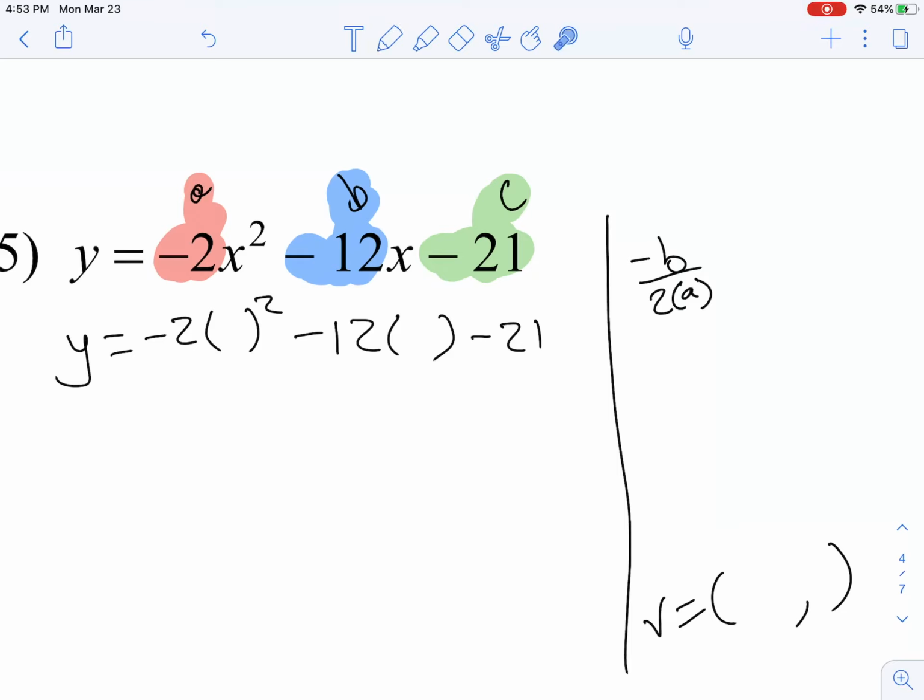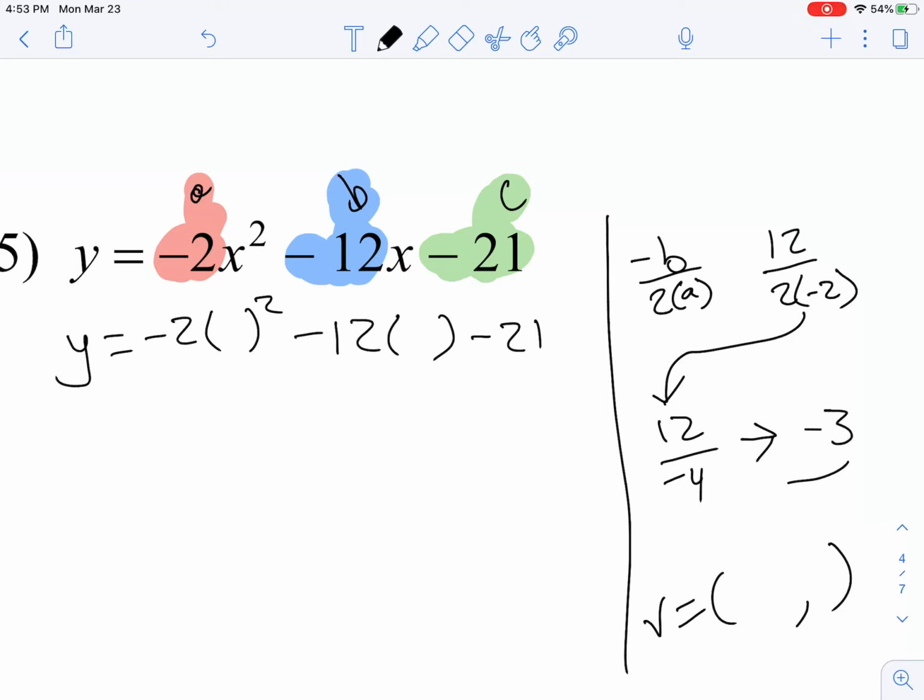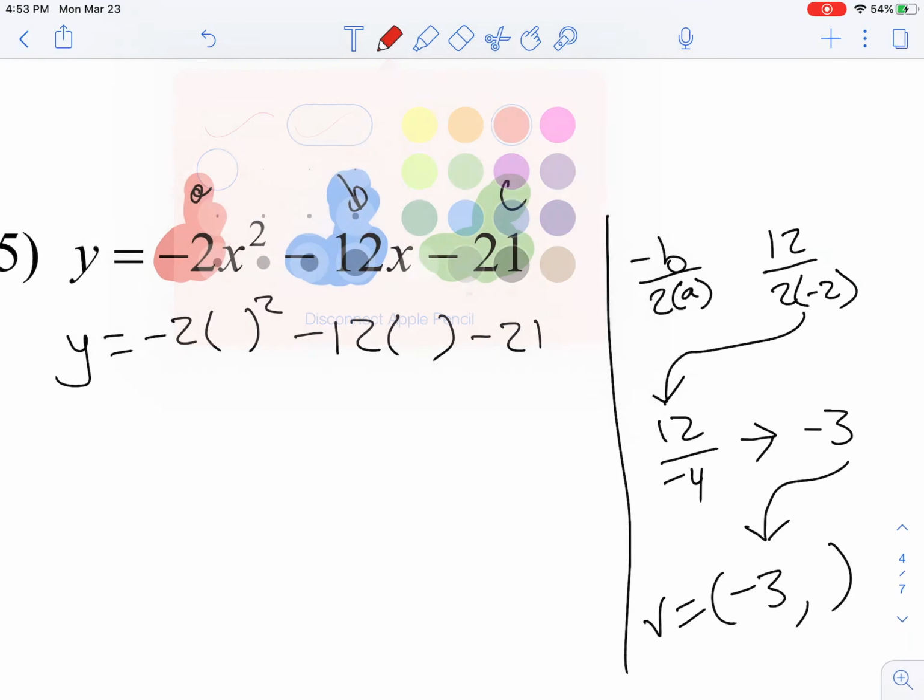So in my formula, right here, the opposite of b means the opposite of negative 12, so that's positive 12 over 2 times a, which is negative 2. When I multiply those out, I get negative 4, and then 12 divided by negative 4 is a negative 3. So my first point is negative 3. That gets plugged in here.